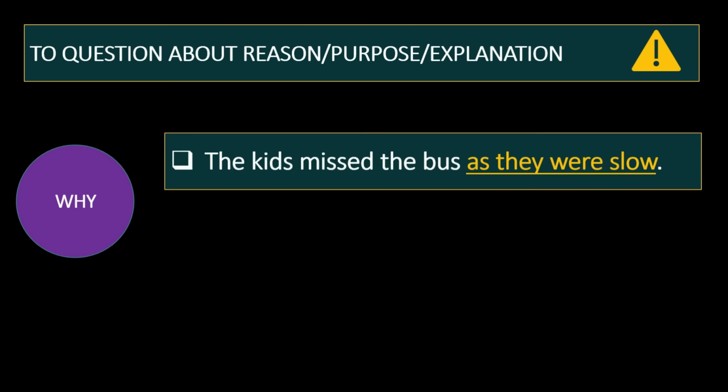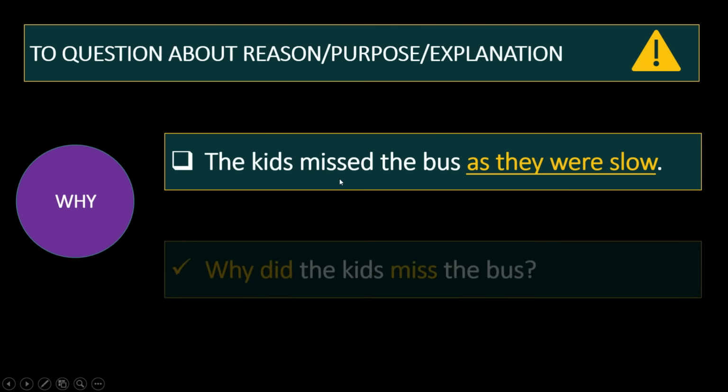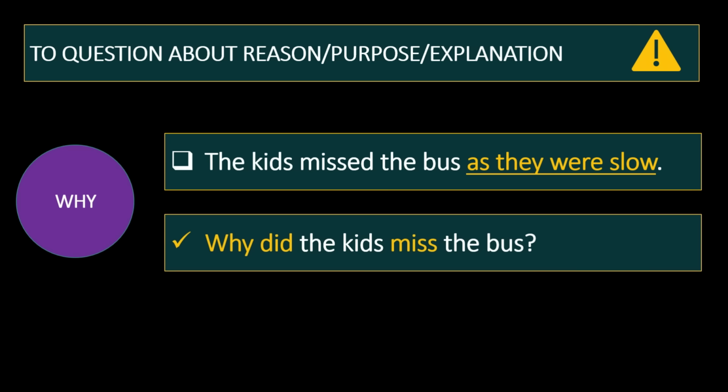Let's look at another example. The kids missed the bus as they were slow. As we discussed earlier, as, since, because can be used. The kids missed the bus. The reason is they were slow. So, reason. How can you ask the question? We have missed, simple past tense, did and miss. Why did the kids miss the bus?